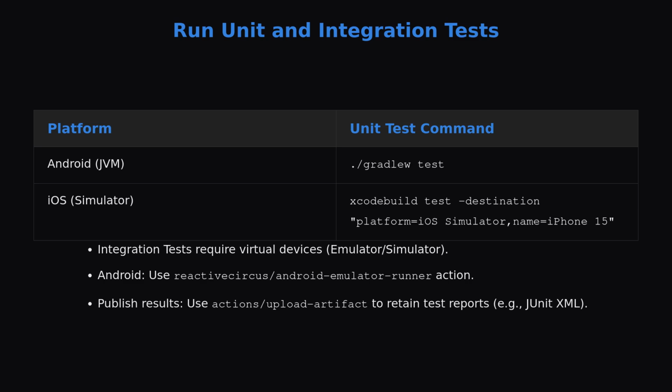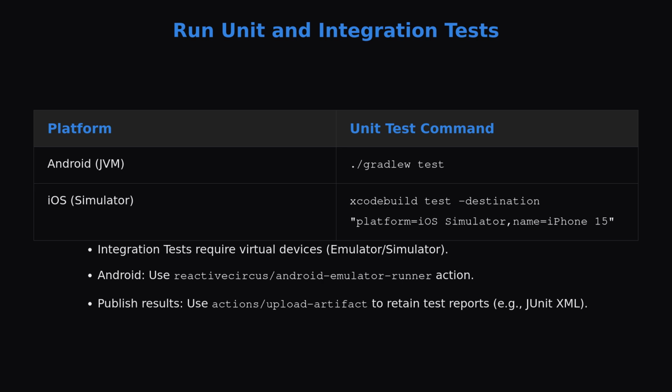For Android, execute JVM unit tests using the command ./gradlew test. For iOS, use xcodebuild test, specifying the target scheme and a suitable simulator destination, such as platform=iOS Simulator, name=iPhone 15. Integration tests often require an emulator or simulator setup.